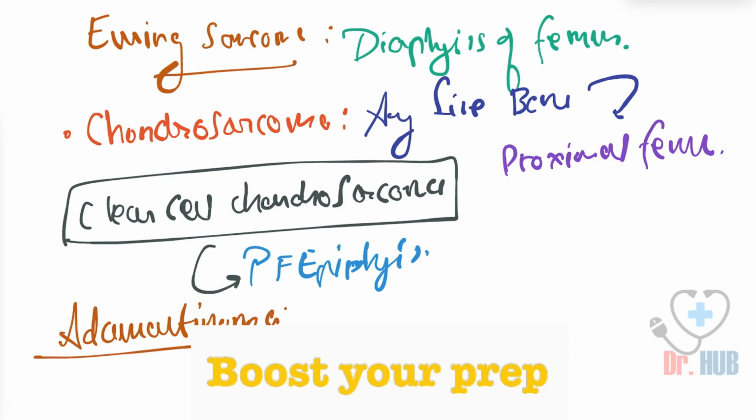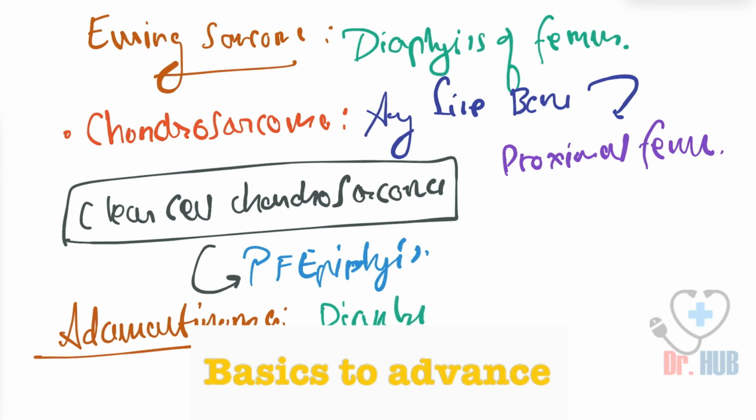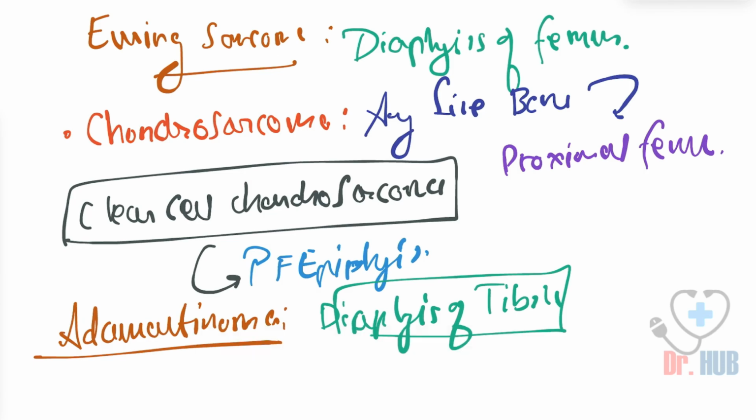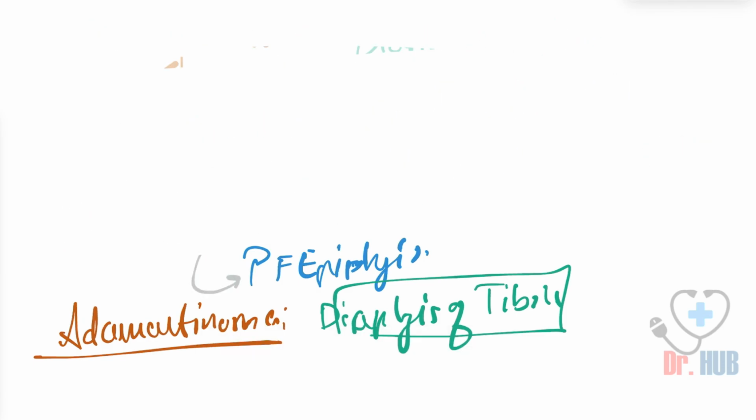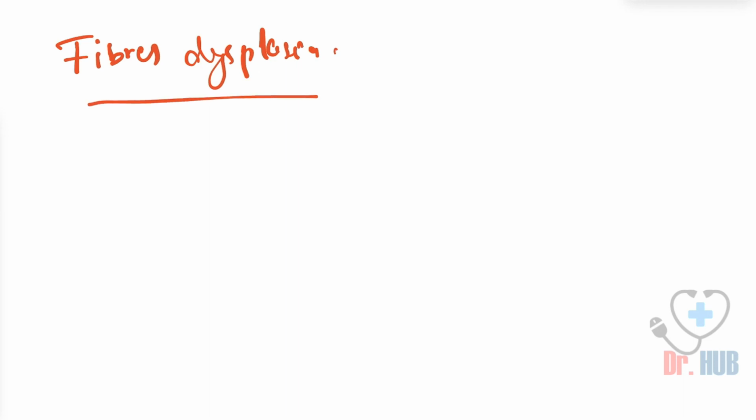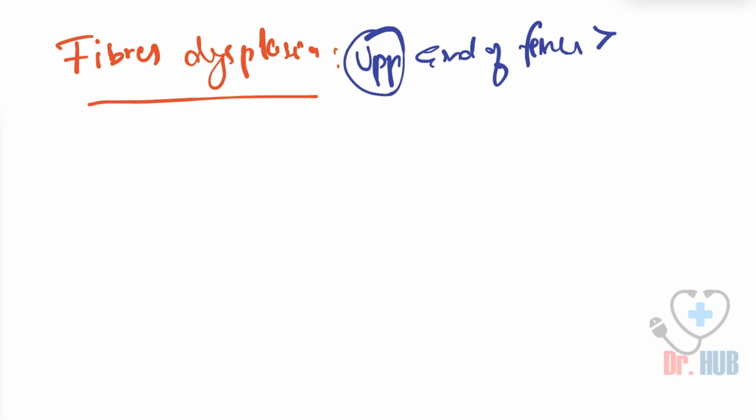Then we look at the adamantinoma. So where is the adamantinoma located? The adamantinoma is present in the diaphysis of the tibia. Then we look at fibrous dysplasia. Fibrous dysplasia is seen in the upper end of the femur most commonly, upper end of femur greater than the tibia.